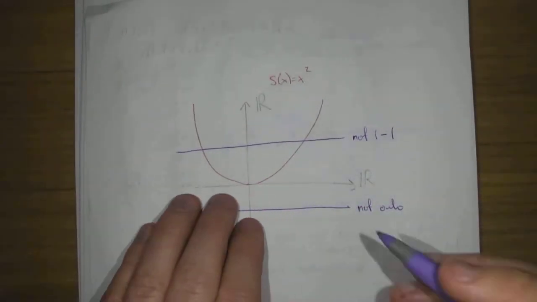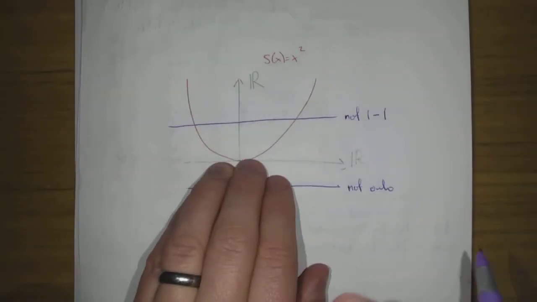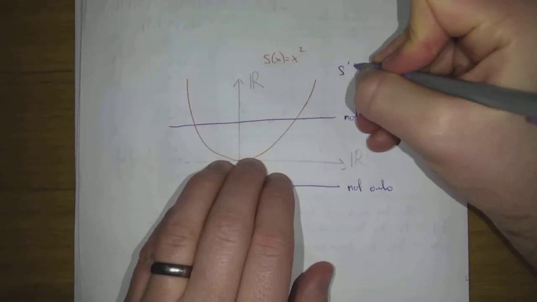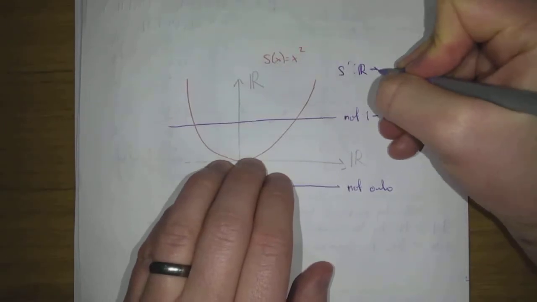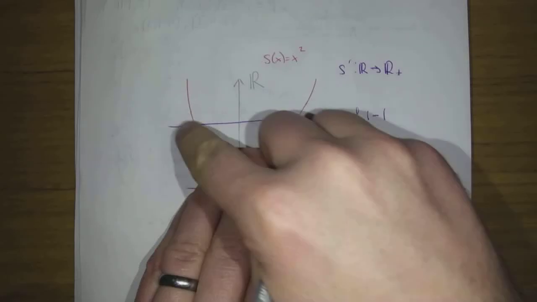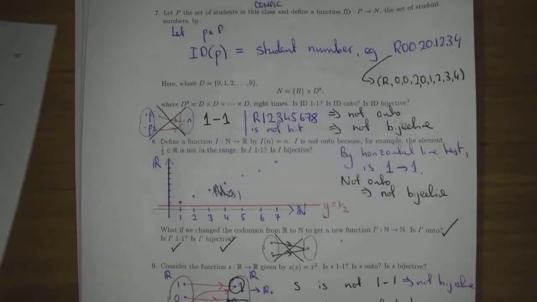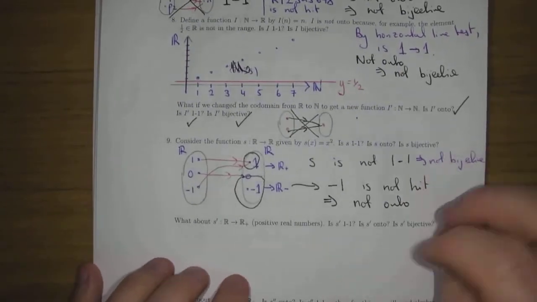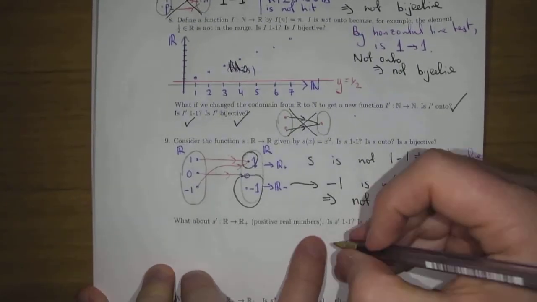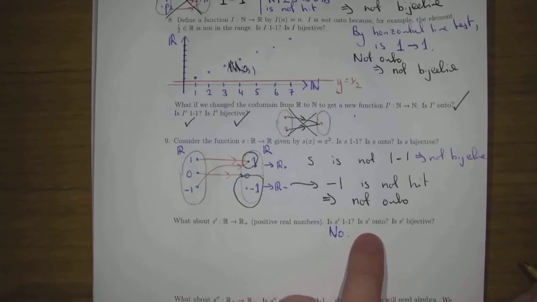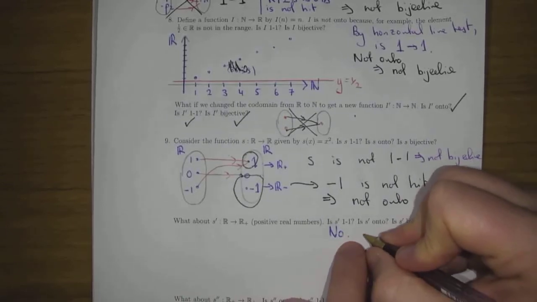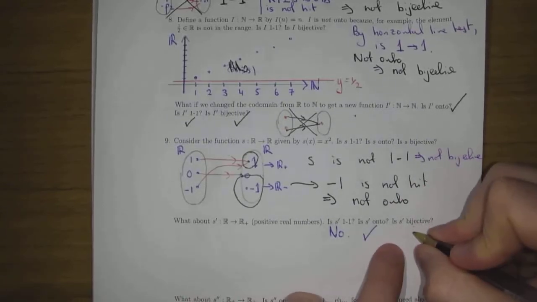Okay. Now if you restrict, if you don't consider the negative numbers, so if you just go from the real numbers to the positive real numbers, it's definitely onto, but it's still not 1-to-1. I'm just going to write this down because we're very short on time. So this one, is it 1-to-1? No, same problem. Is it onto? Yes. Is it bijective? No.